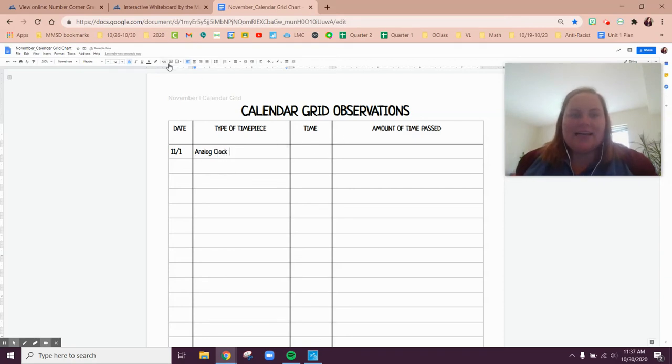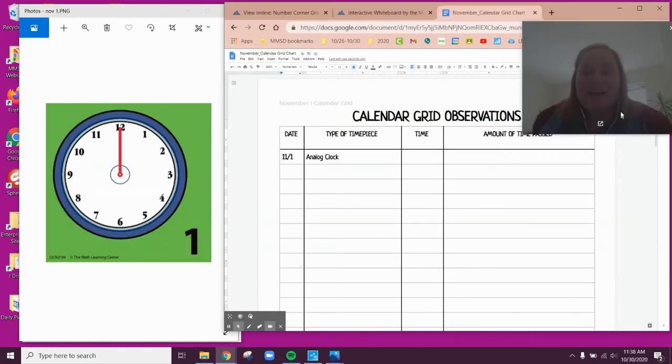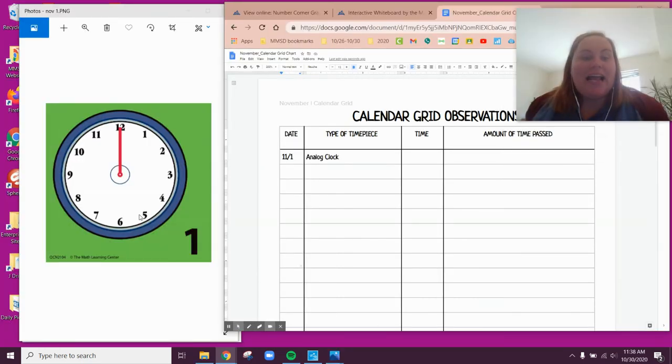Then it asks us, what was the time? Ooh, that might be tricky. So I'm going to pull up a bigger version of the card for us to look at. All right, so now you can see our analog clock for the 1st of November. We have to write the time. When I see that both hands are together at the top, what number are both of those hands pointing to?